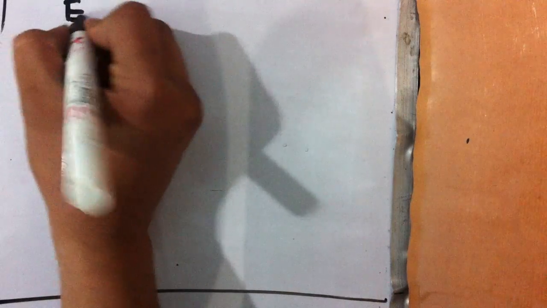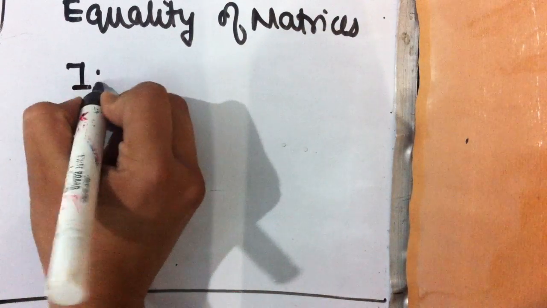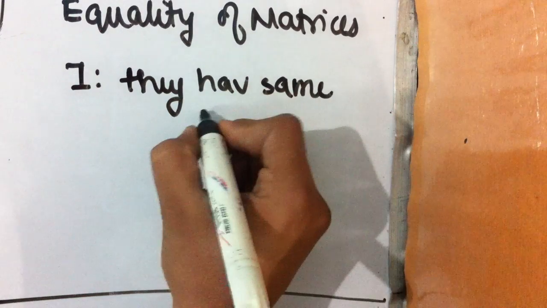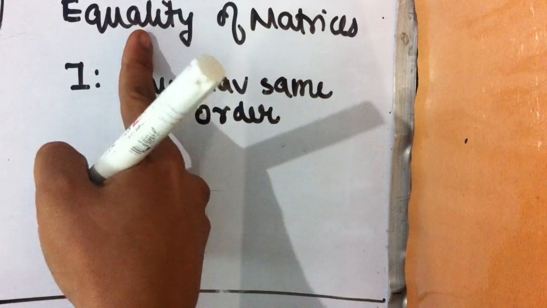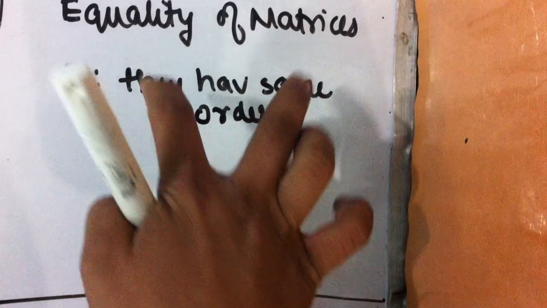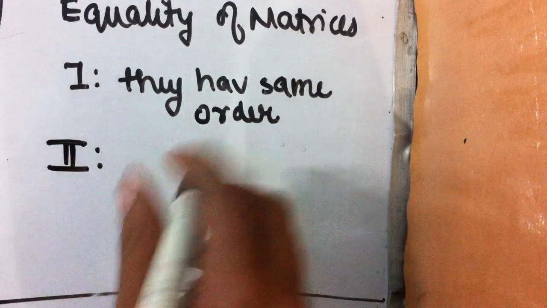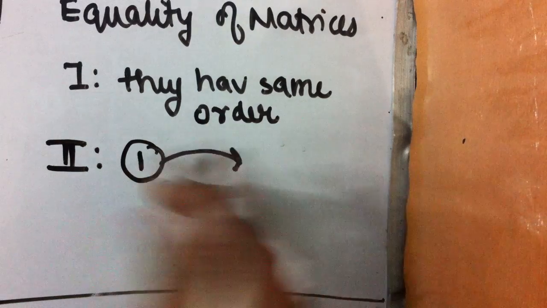Now we'll talk of properties of matrices. First we'll talk of equality of matrices. Two matrices are said to be equal under two conditions. Condition number 1: when they have the same order. Two matrices are said to be equal whenever they have the same order. The second condition is that the elements of the first matrix must perfectly coincide with the elements of the second matrix.